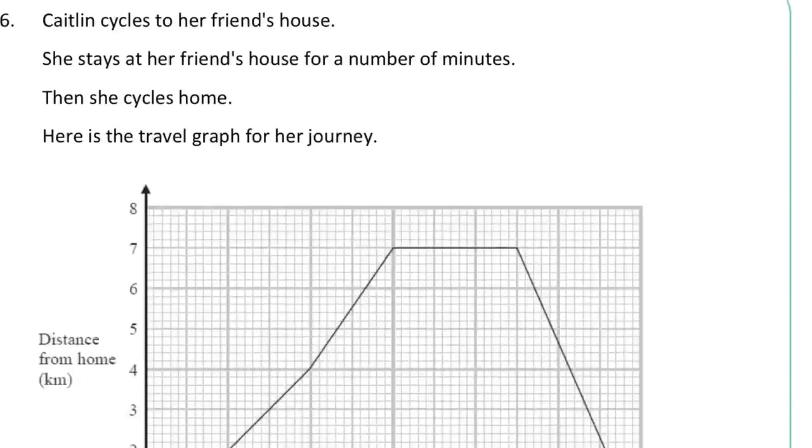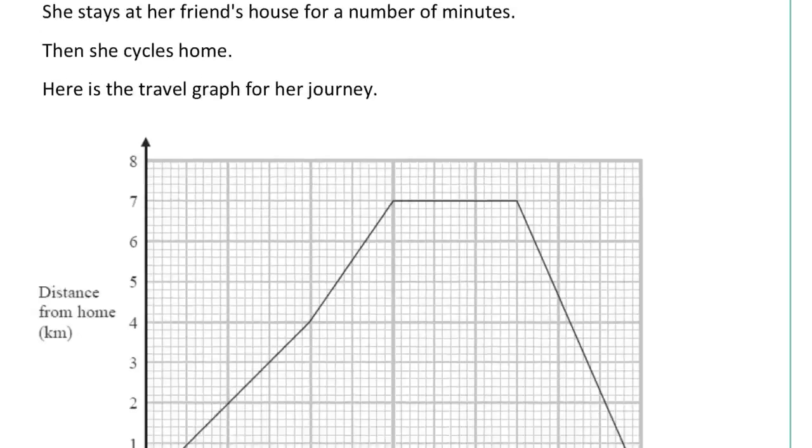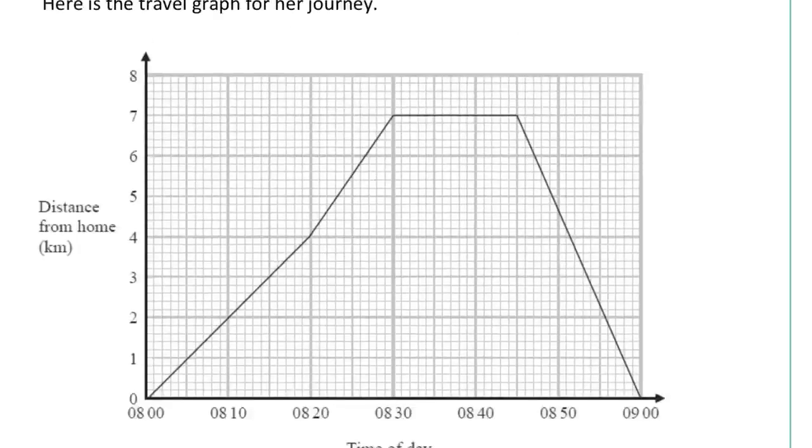Question 16, we have a speed or distance time graph here. Caitlin cycles to her friend's house. She stays at her friend's house for a number of minutes. Then she cycles home, and here's the travel graph of her journey.